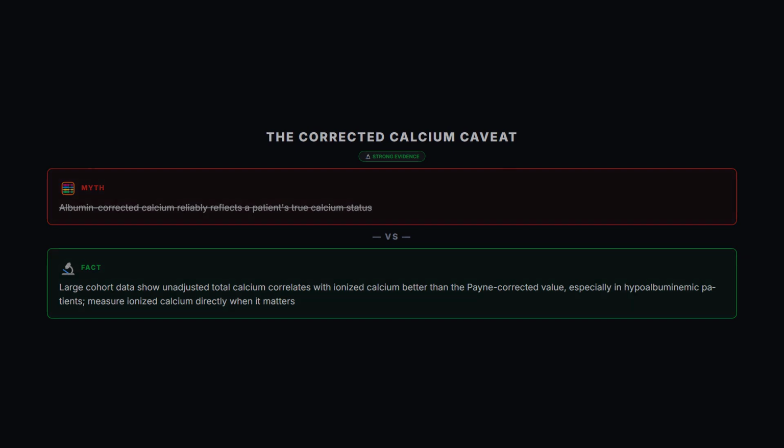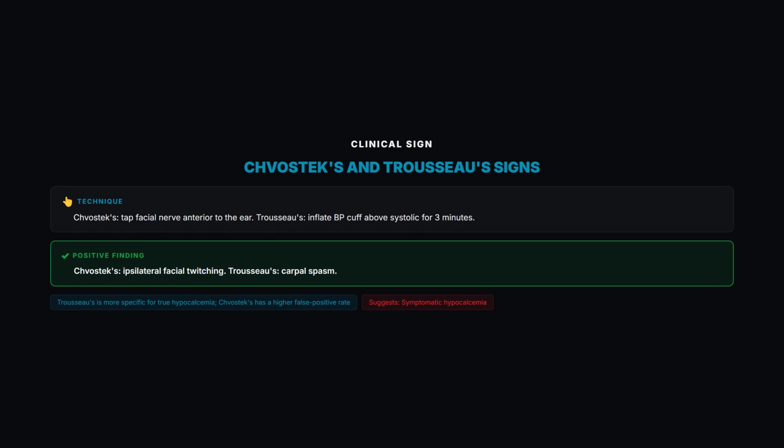Chvostek's: tap the facial nerve anterior to the ear. Watch for ipsilateral facial twitching. Trousseau's is more specific. Inflate a blood pressure cuff above systolic for 3 minutes and watch for carpal spasm. It's positive in a higher proportion of true hypocalcemia than Chvostek's, which has more false positives in normocalcemic patients.